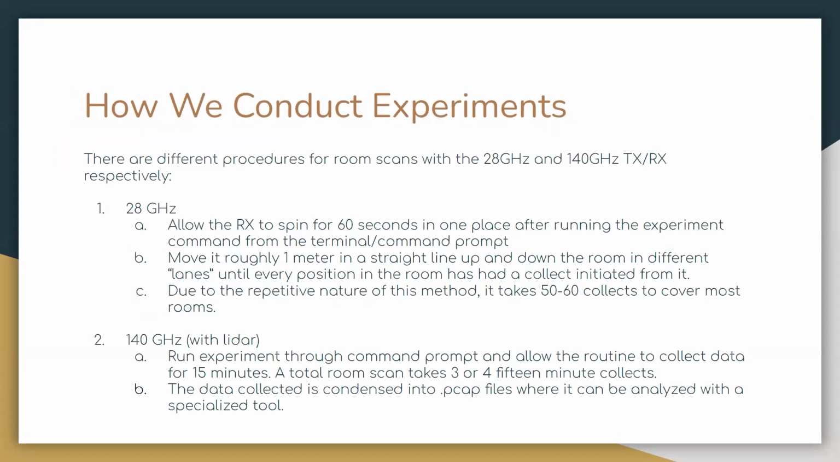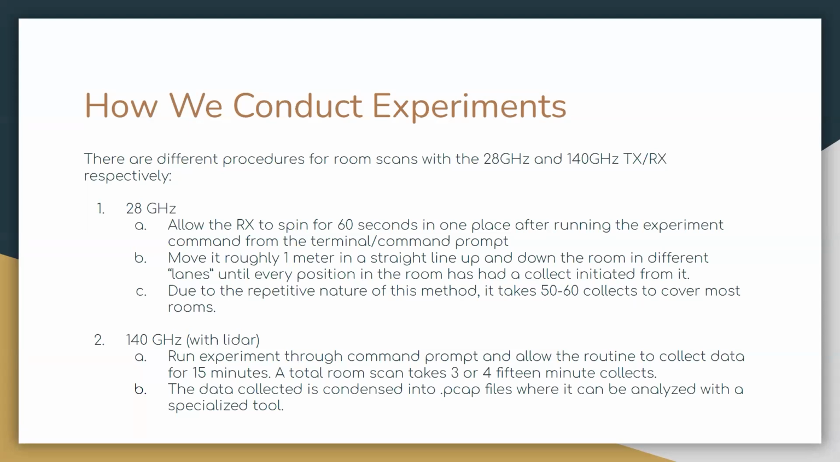I'd like to talk a little bit about the methodology of the experiments. It's a little complicated to explain without any of the actual present materials here, but we have the transmitter and receiver on a cart. And with the 28 gigahertz receiver, what we do is we take it on the cart and we run a short 60-second experiment. It paints the room with its signal, and then we have to move it about a meter all through the room until the whole thing is scanned. So it's actually quite a time-consuming process.